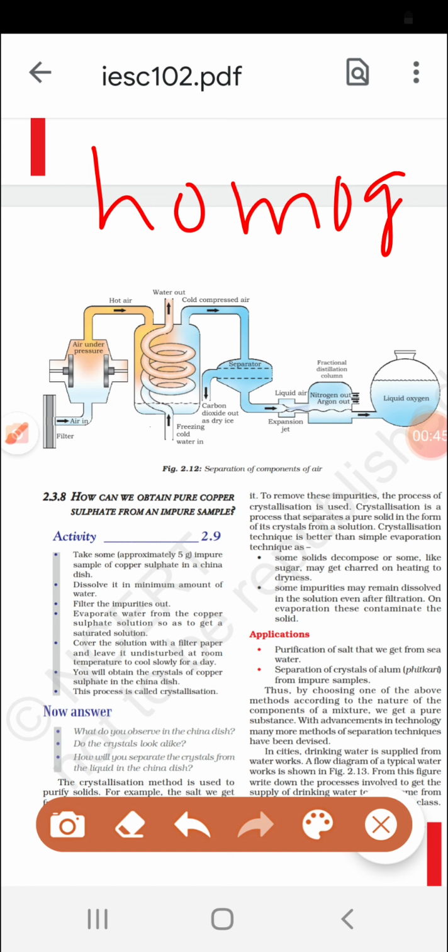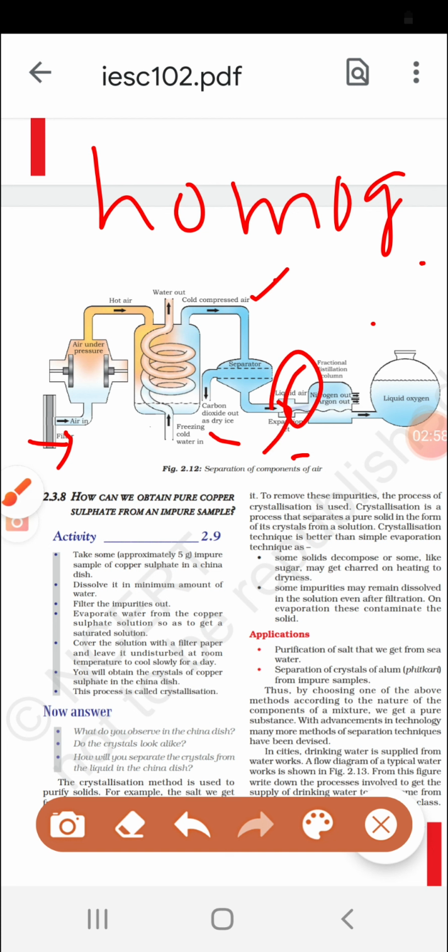Now this air turns into liquid air. In the next step, the liquid air feeds into a fractionating column. This is the fractionating column. In this fractionating column, the liquid air is fed in and it slowly warms up at the bottom.